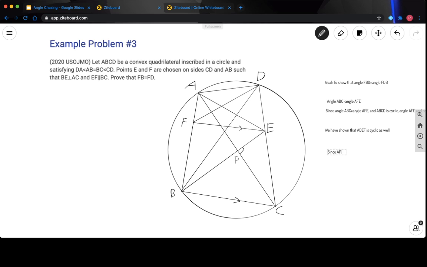Since AP is equal to CP, we know that they're congruent. Which is nice. So now we have more angle conditions. Okay. So now we'll use the fact that we have created a cyclic quadrilateral. So now we have two cyclic quadrilaterals, which is really nice.